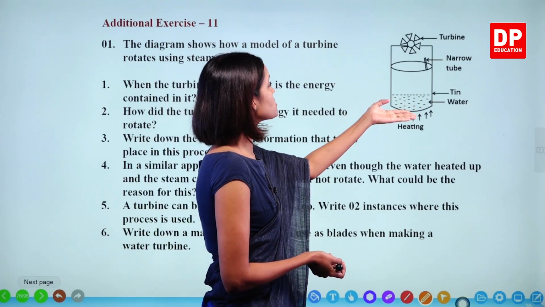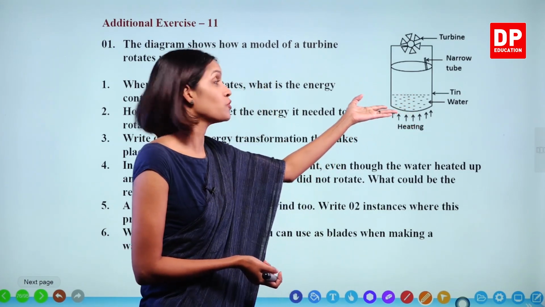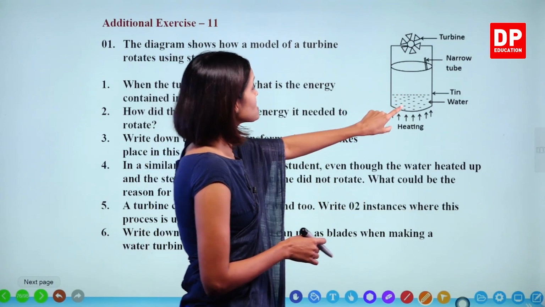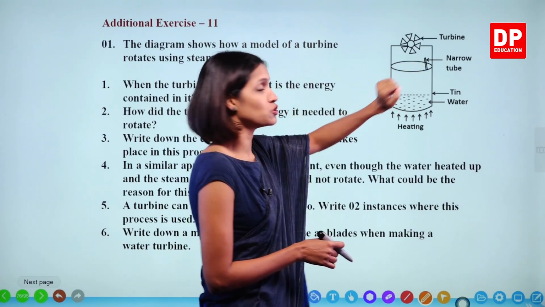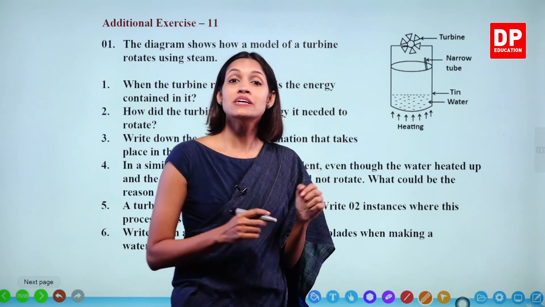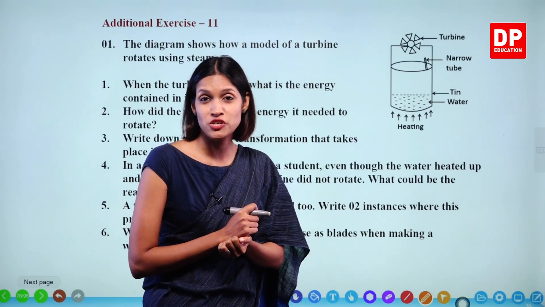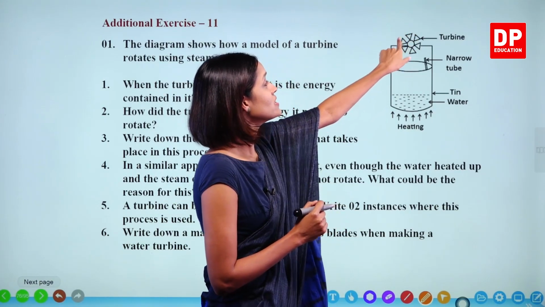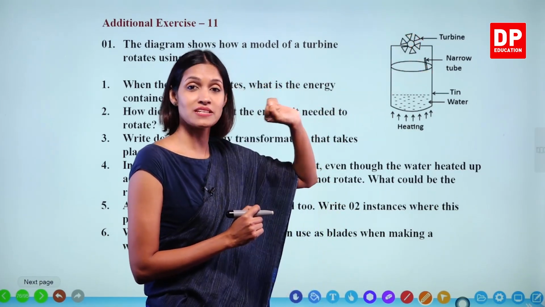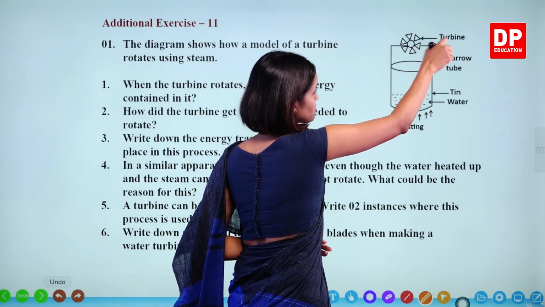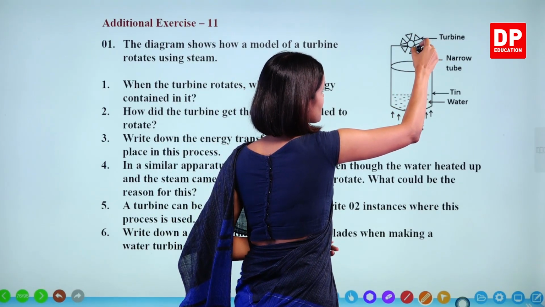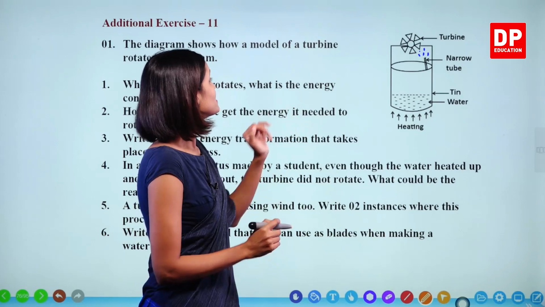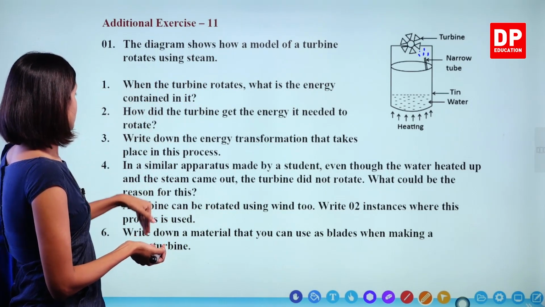So when you heat water, what happens? Water boils, and when the water boils, what is produced? Steam, right? So that steam can come through this narrow tube. Because the tube is narrow, steam coming out is at high pressure. So because of the high pressure of the steam coming out, you can see the turbine rotates. Because of the pressure, turbine rotates. Okay, children? Okay, we'll go to the questions given.